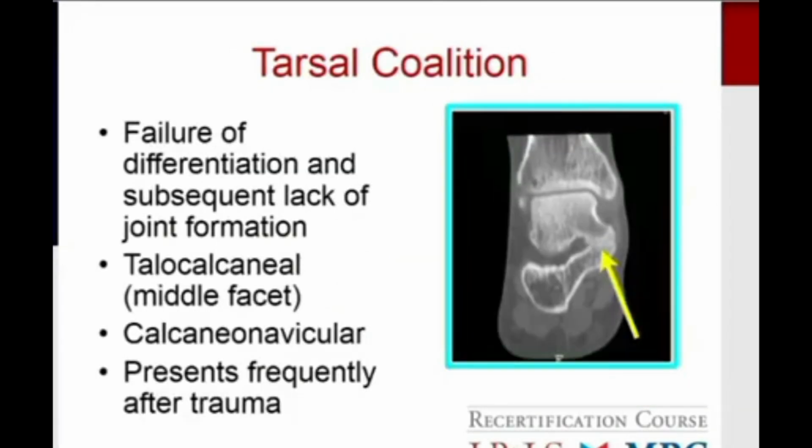Tarsal coalition occurs because of a failure of differentiation and subsequent lack of joint formation. There are a couple of varieties to speak of. The first being the talocalcaneal coalition, and the second being the calcaneonavicular coalition. They're roughly about 50-50 with respect to incidence, and it's important to note that you may have this and not even know about it. It frequently doesn't present until you sustain an ankle sprain or some type of trauma across that site. In patients that have a tarsal coalition, we recognize that.